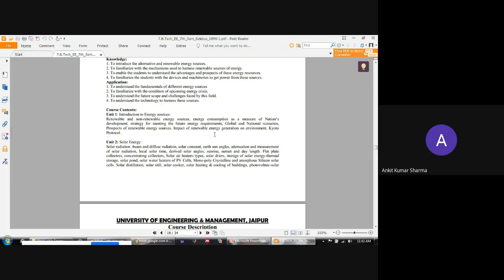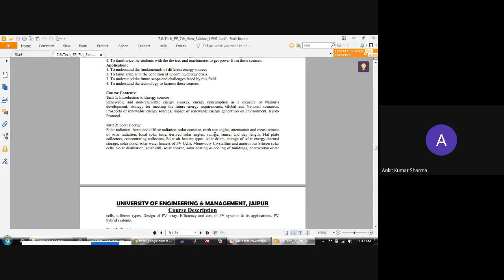The second unit, the second module, covers solar energy, which covers solar physics. In solar physics, we will study solar radiation, beam and diffuse radiation, types of radiation, different types of constants, Earth-sun angle, solar time, derived solar angles, different types of collectors used for collecting solar energy, and different types of PV modules and PV cells, and their constructional view and operation view.